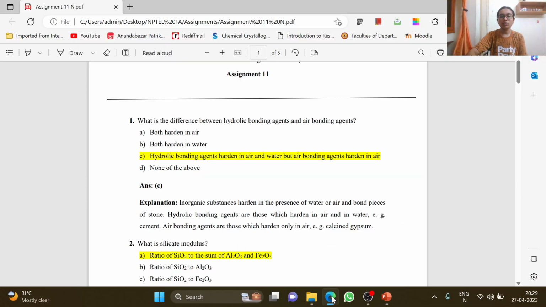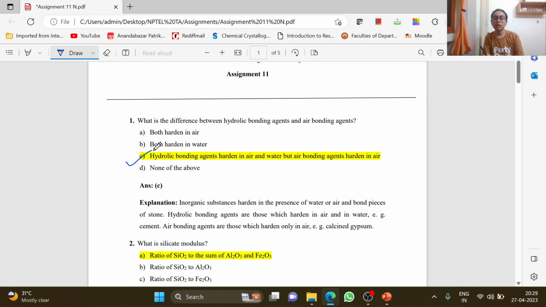Coming to the first question: what is the difference between hydraulic bonding agents and air bonding agents? Hydraulic bonding agents harden in both air and water, but air bonding agents harden in air only. So this is the correct answer.